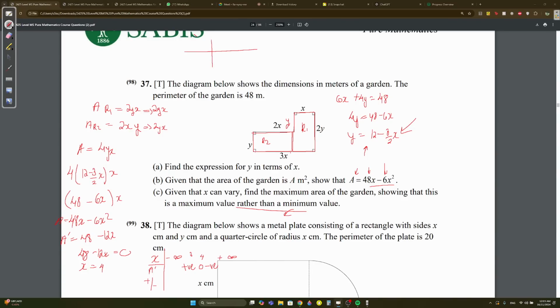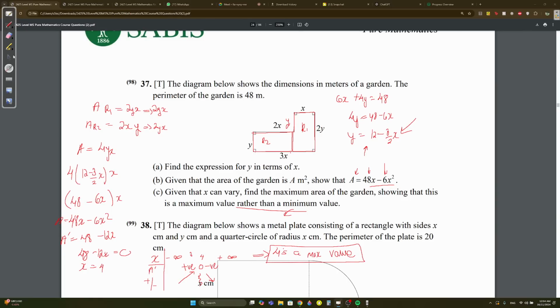48 minus 12x looks like this. Before 4, it was positive. After 4, it became negative. If you don't believe me, just save yourself time and try to test a point after 4. Test 5: 48 minus 12 times 5, you're going to get negative 12, which is negative. Okay, what does this mean? We're going to put the dash here. Positive means it's increasing. Negative means it's decreasing. Hence, 4 is a maximum value.